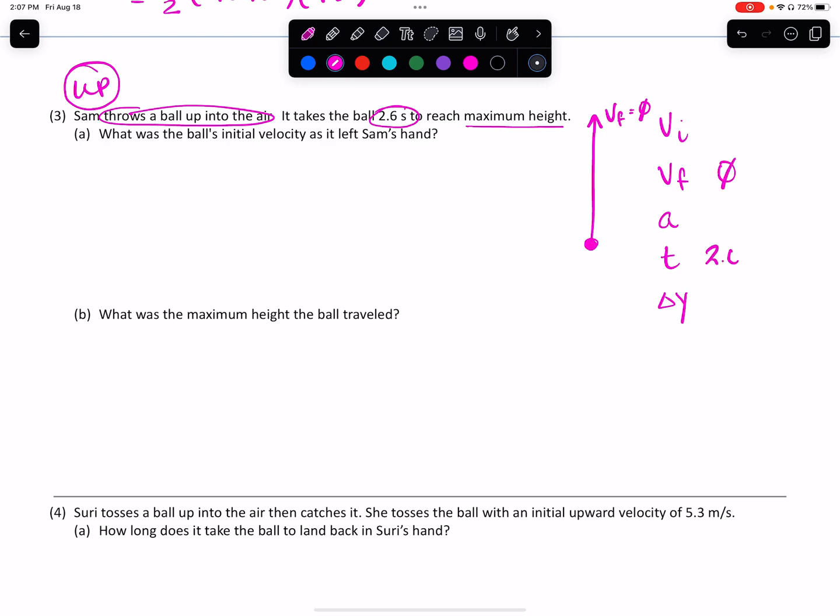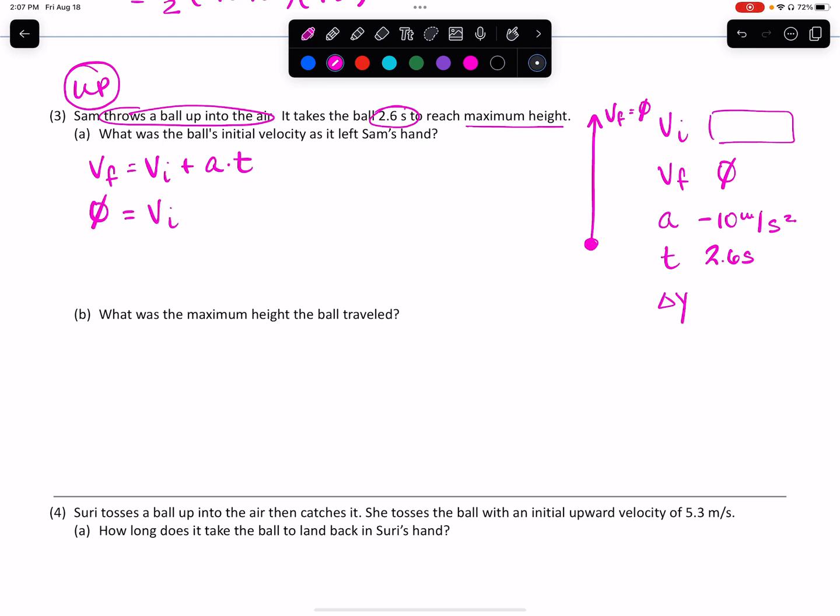Right, it takes us 2.6 seconds to reach that point, and gravity is still negative 10 meters per second squared. What was the initial velocity when the ball left Sam's hand? For this one, you can go at it a couple different ways. I just use the V final formula. This time I plug a 0 in for V final.